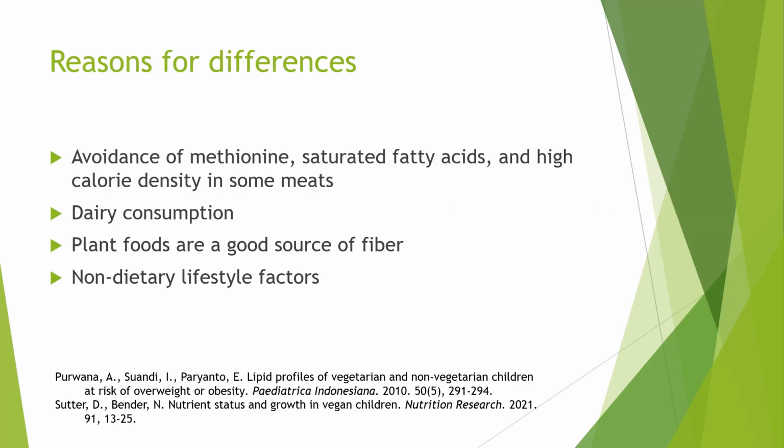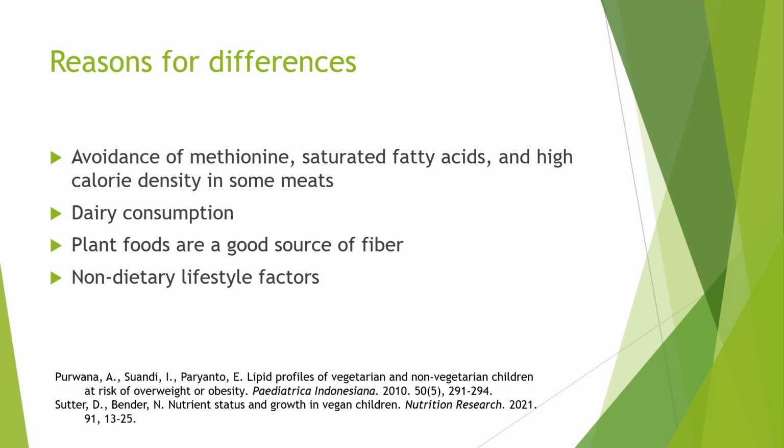So there are a few reasons we may see the differences between vegetarian and non-vegetarian children obesity prevalence. Firstly, the avoidance of methionine, saturated fatty acids, and high calorie density in some meats in vegetarian diets. Methionine is associated with increased BMI and body fat percentage independent of the total protein intake.